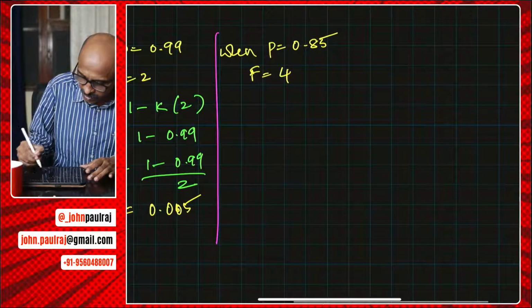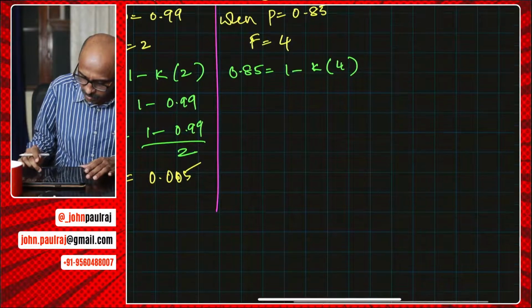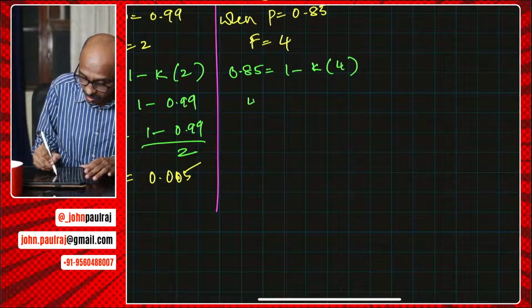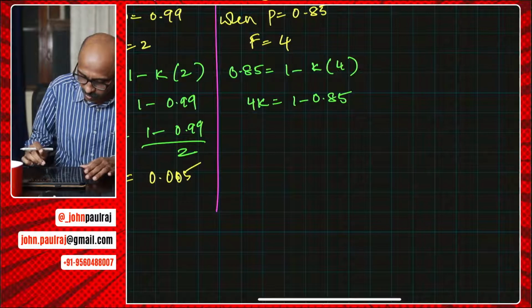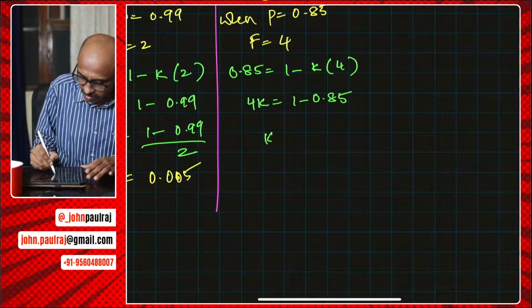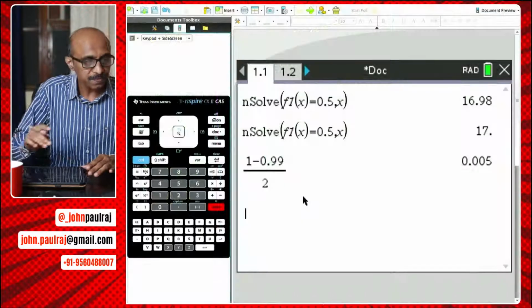Okay, same way we're doing it: 0.85 should be equal to 1 minus K times 4. Is that right? So you should get 4K is equal to 1 minus 0.85. That should be 0.15. But let's do it in the calculator again. All right, so this is (1 minus 0.85) divided by 4. Again, let's switch back to the calculator.